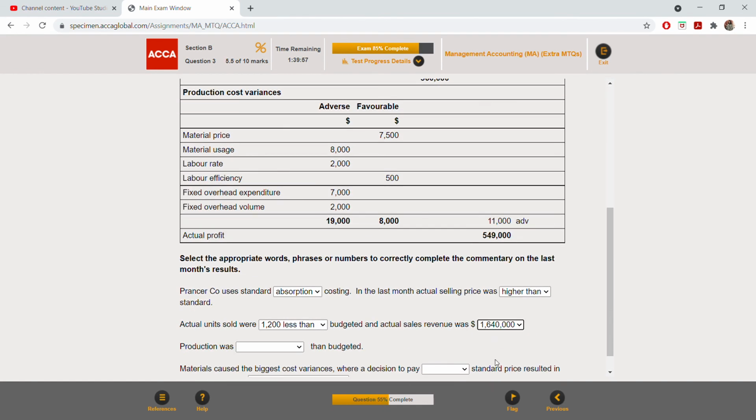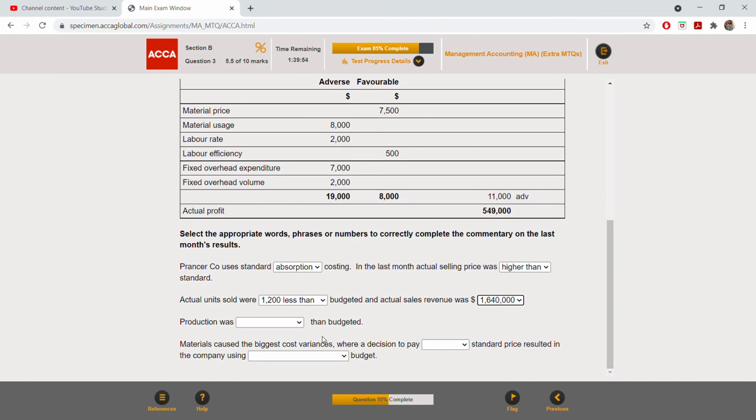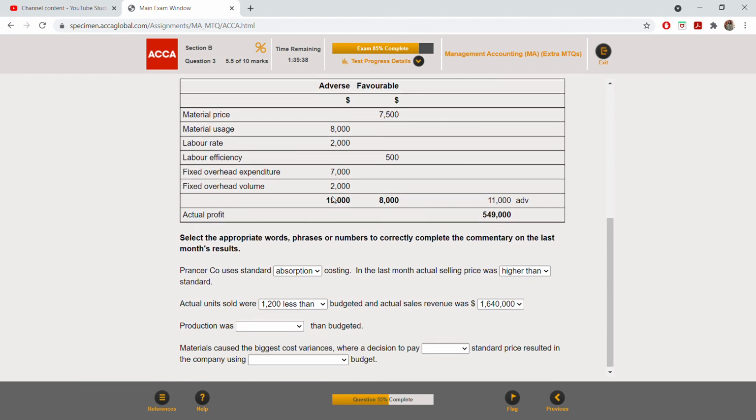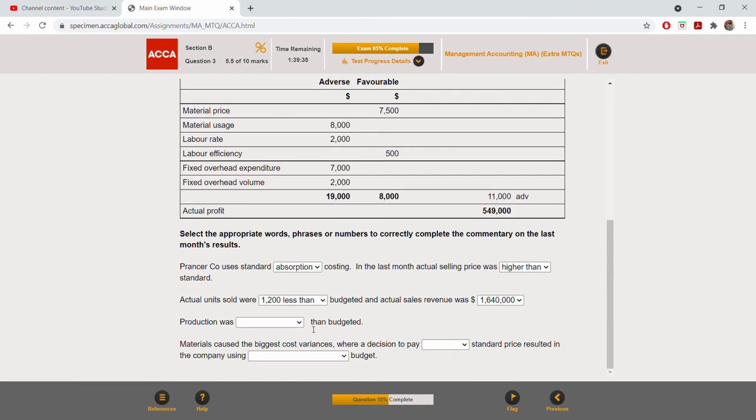It is this. Next, the production was dash than budgeted. Okay, it is 100 unit less or more than budgeted. So if you see the variance, okay, you will understand, looking at adverse or favorable, whether it's more than or not. It is 100,000 unit less or more. Less.